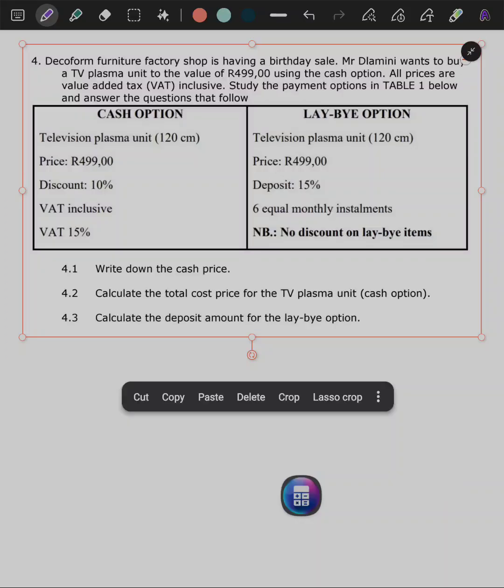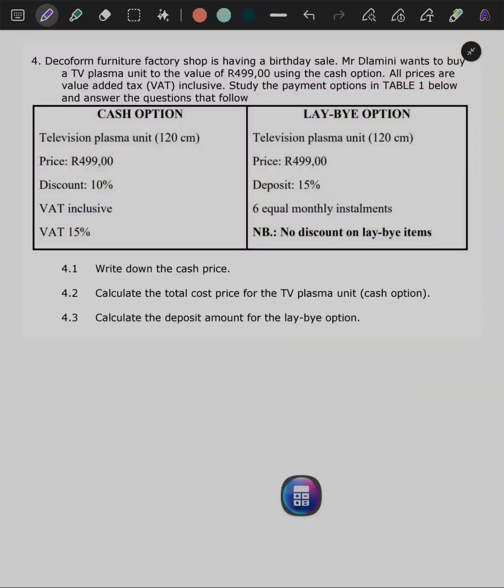Okay, so question 4 is about Deco Firm, the furniture shop, and they're having a birthday sale. Mr. Lamini wants to buy a TV plasma unit for 499 rand using the cash option. All the prices are VAT inclusive, so it's in there. Study the payment options in table 1 and answer the questions that follow. And we can see there that they're giving us 2 different options.